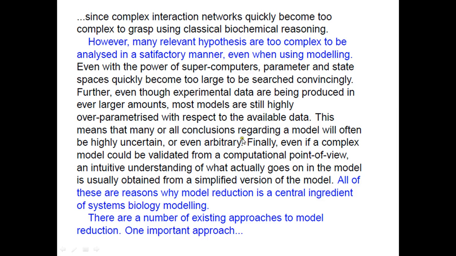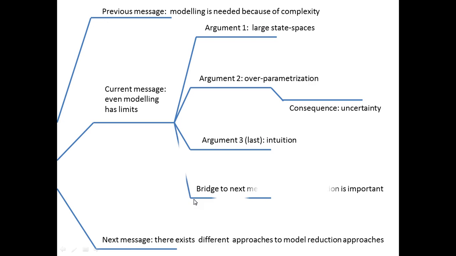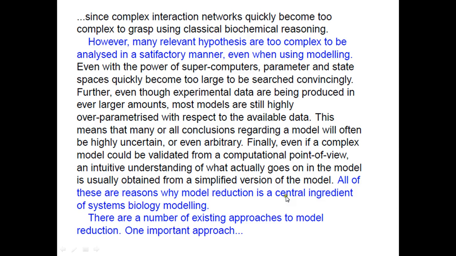And then we can wrap up all of these and have a bridge sentence that goes to the next one, which basically says that all of these things that we talked about here are reasons why model reduction, so model simplification, is a central ingredient of systems biology modeling. So this now is the bridge. Model reduction is important because large models mean that even modeling has limits. Simplifying models is important. This is the bridge to the next paragraph, which then comes as the logical consequence.